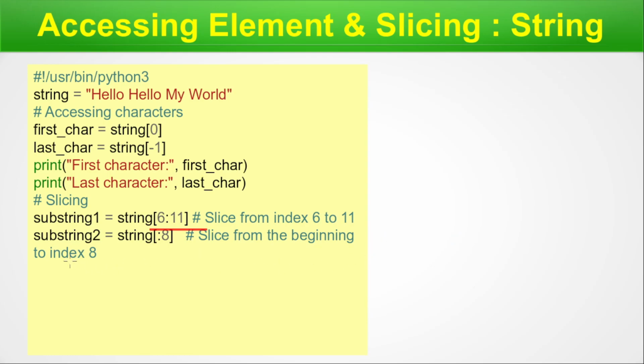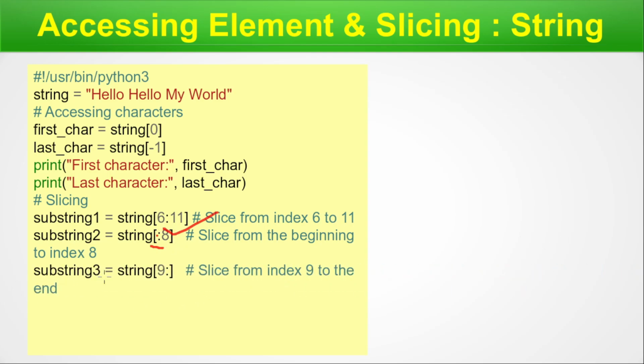The next example is that substring 2 is string[:8]. That means we are not mentioning anything here as we mentioned 6 here. So this means slice from the beginning up to the index 8. That means when we do not mention anything at the first point, we get the string from the very first index point up to the index point we are talking about.